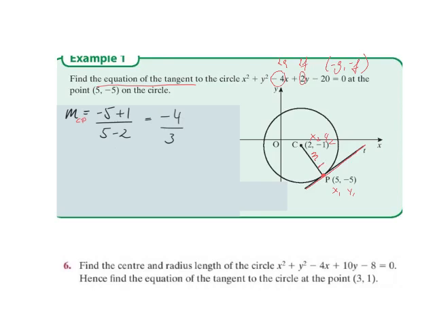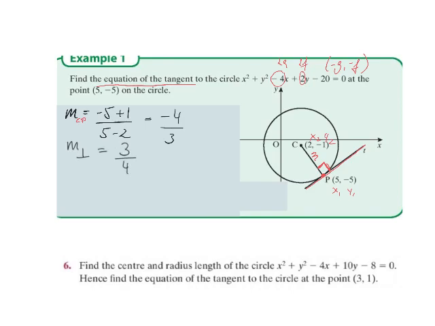I can find the slope of the tangent, because the line between the center and the point where the tangent touches the circle is at a right angle to the tangent itself. So what we need to find now is the perpendicular slope, which is 3 over 4. Remember, we flip and we change the sign.